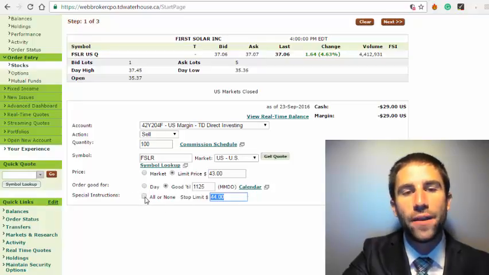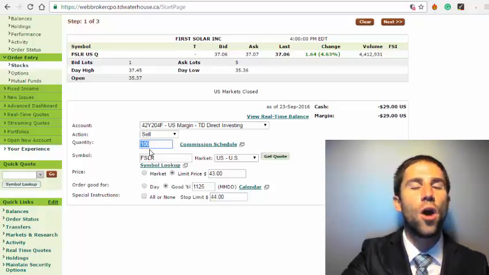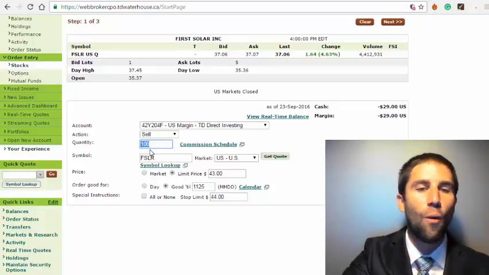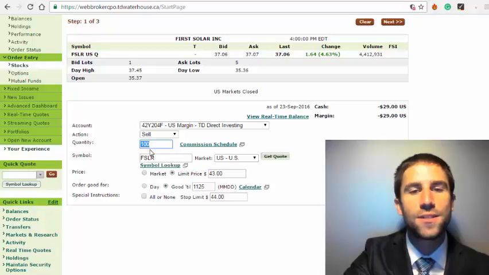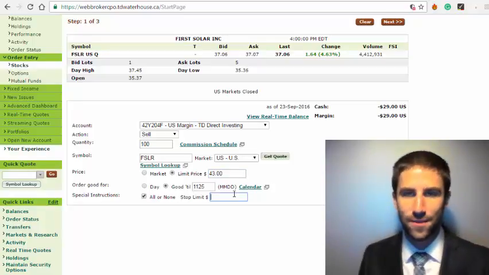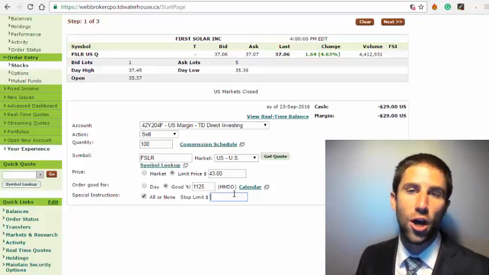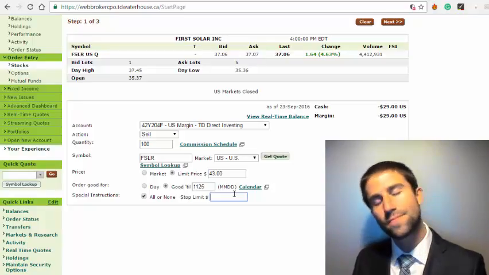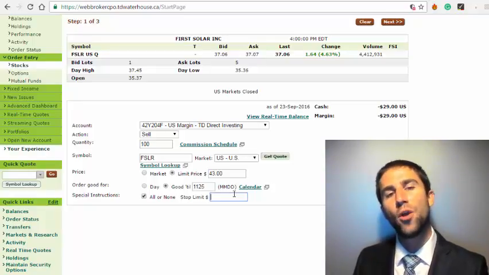The all or none button means if I want to sell 100 shares, but I want to sell all of them, not 90 or 80 or part of the 100, I want the 100 to sell all at once and not lower than $43, I would click the all or none button to make sure that I get all of my shares sold at the same time, so I'm not stuck with an odd lot of less than 100 shares. So that's how we put a limit order.